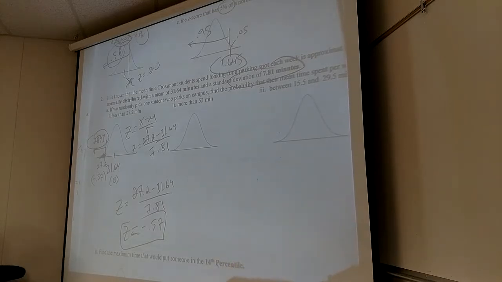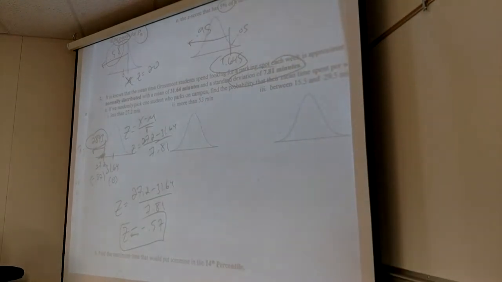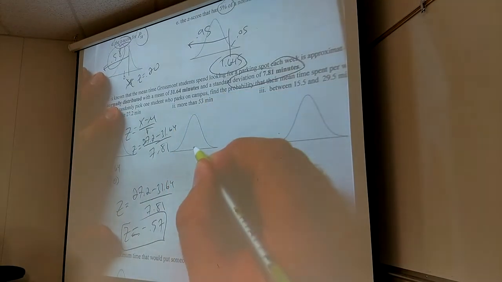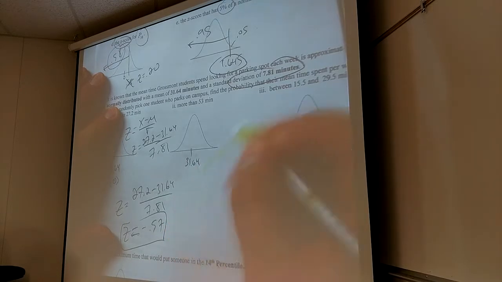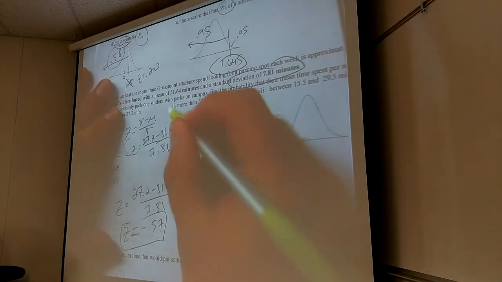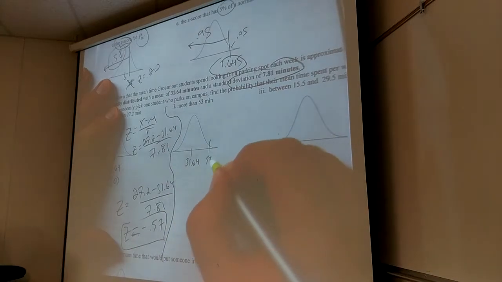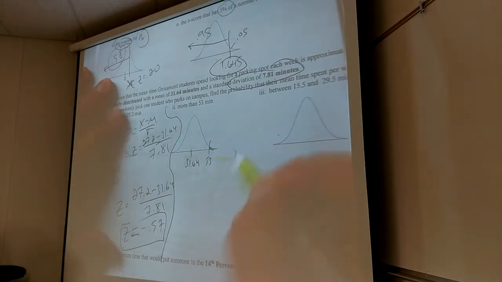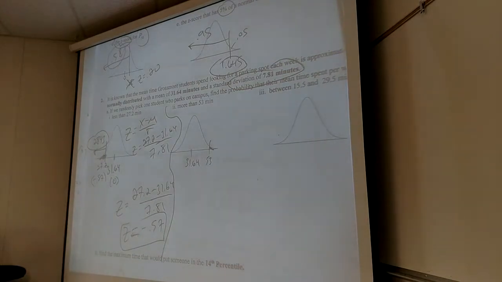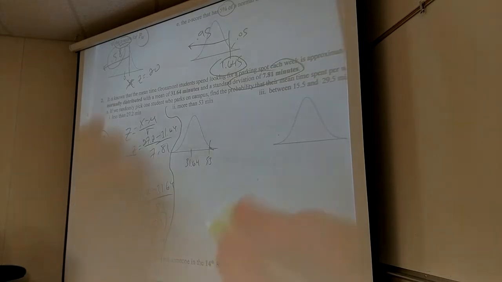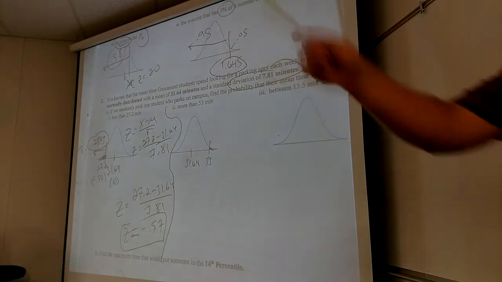I want more than 53 minutes. So in the middle again is 31.64. Where's 53? Way up here somewhere. I want more than that, so this little tiny area there should be a small answer. So what's the first thing I've got to do here after I drew that picture? Change 53 into a z-score, because I can't use the z-score chart unless I know the z-score. That only makes sense.